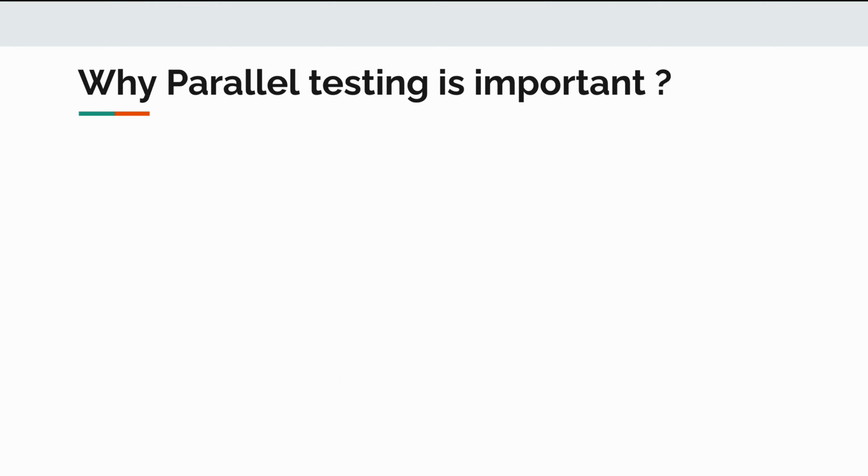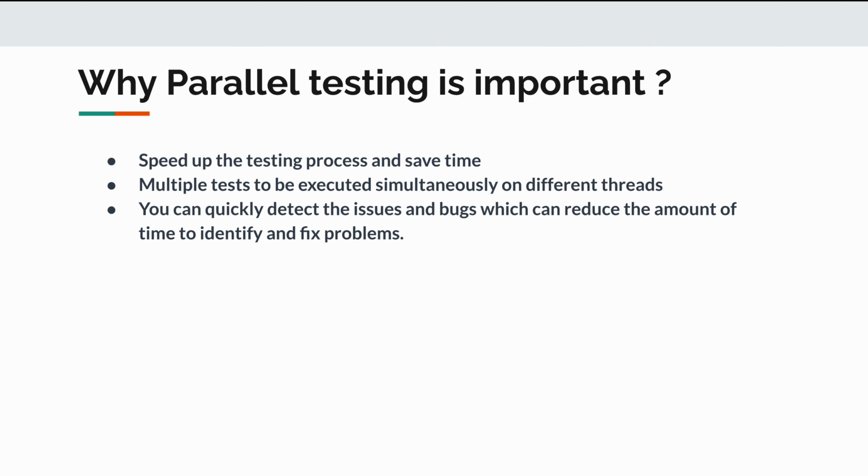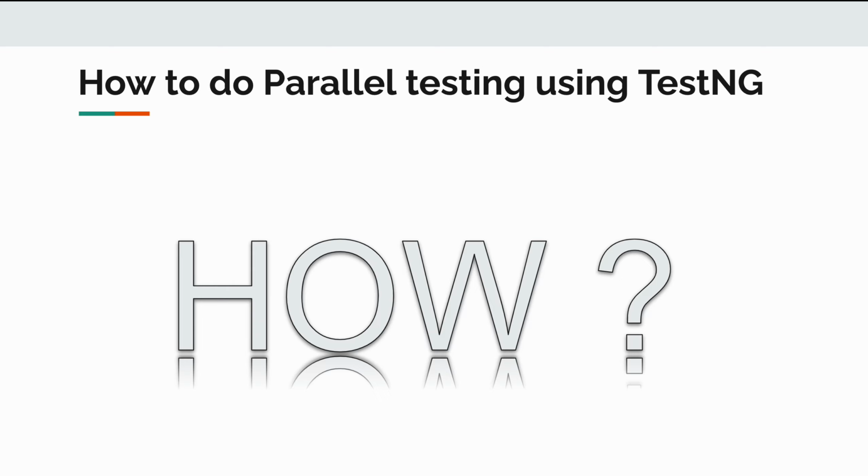So why is parallel testing important? It is a very important aspect of software testing because it helps to speed up the testing process and save time. It allows multiple test cases to be executed simultaneously on different threads, which we discussed earlier, and we can easily identify defects or issues, which reduces the amount of time to identify and fix problems. Now we will understand how to do parallel testing using TestNG.